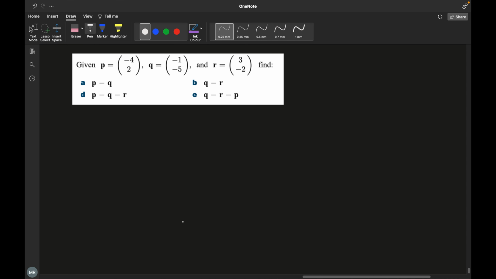And now let's do this question. We have to do p minus q. So it's going to be 4, 2 minus of minus 1, minus 5, minus 4, 2 plus 1, 5. It's going to be 3, 7.